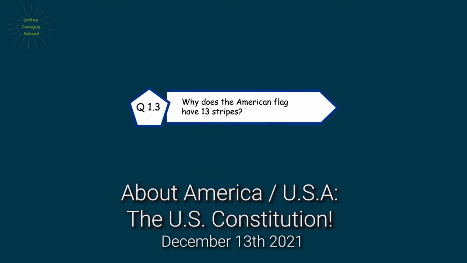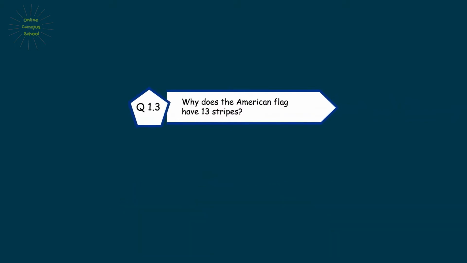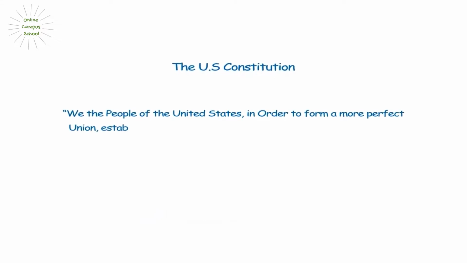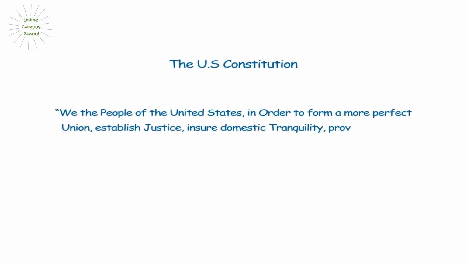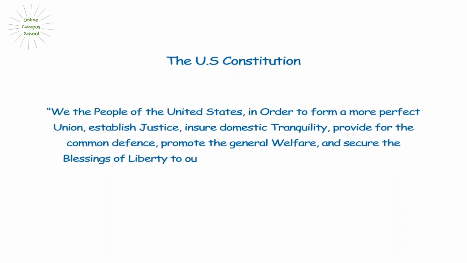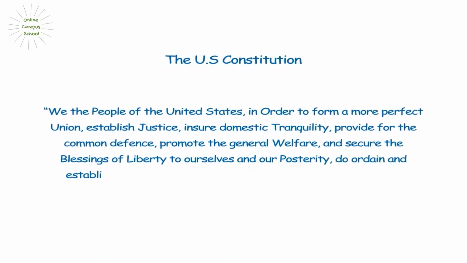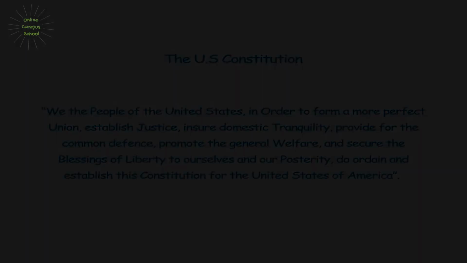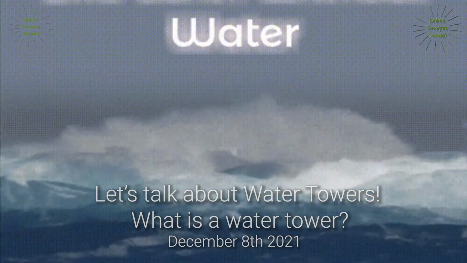Next question. Why does the American flag have 13 stripes? And the correct answer is because the stripes represent the 13 original states. The preamble of the US Constitution stipulates that, quote, "We the people of the United States, in order to form a more perfect union, establish justice, ensure domestic tranquility, provide for the common defense, promote the general welfare, and secure the blessings of liberty to ourselves and our posterity, do ordain and establish this Constitution for the United States of America."